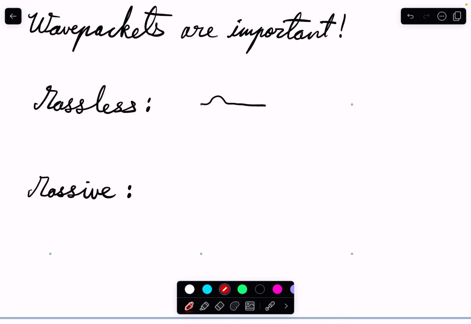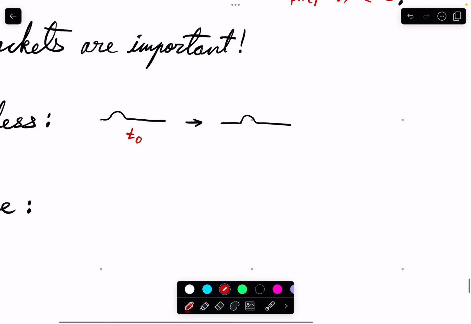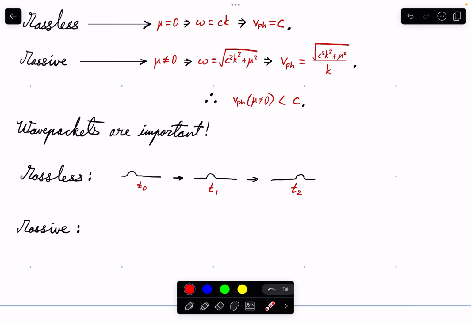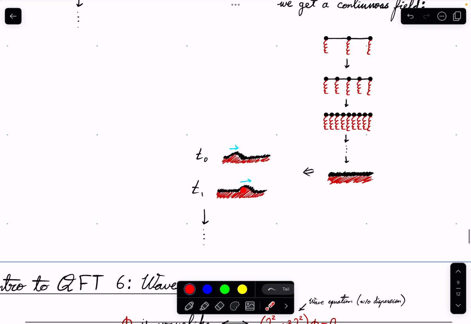It's like this. This can be your initial time, which then goes to this, which is your second time, goes to this. And okay, I'm really not good at drawing. Goes to this at T2. So you can see that there's a little bump here and it travels along and the bump stays together. This is called a wave packet. And we actually saw what wave packets were in these things.